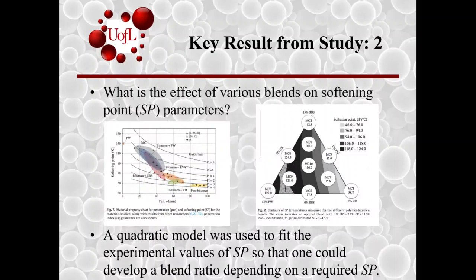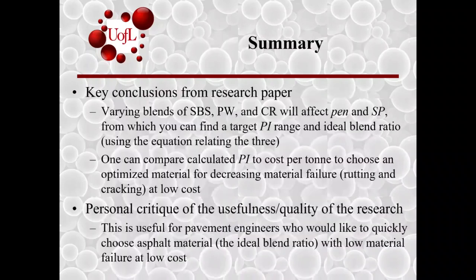And the next key result was what was the effect of various blends on softening point parameters. So using these 10 multi-component blends, they were looking at how the various amounts of added material affected the softening point. And so from the results of the experiment, a quadratic model was used to fit the experimental values of softening point so that someone could develop a blend ratio depending on the required softening point they had.